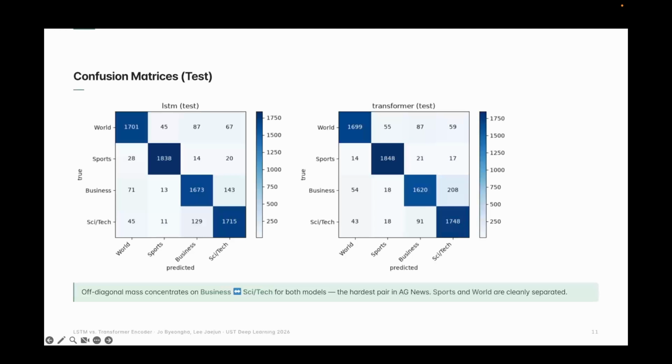These are the two confusion matrices, and similarity is the point. Both handle sports and world almost perfectly, and both concentrate errors on business versus science and technology. That makes sense because a tech company's earnings story belongs to both. So the hardest part of this task is shared. It lives in the data, not in any one model.